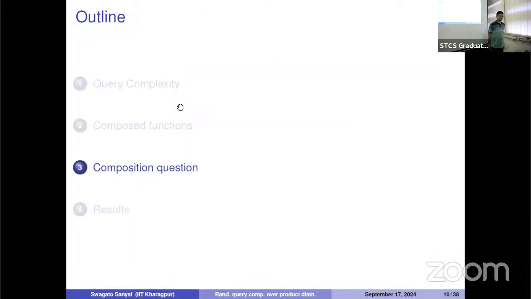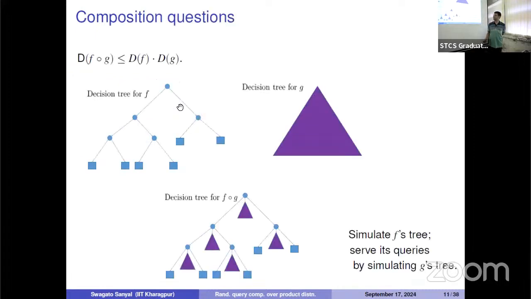All right. So composition question, as I said, is an umbrella term that encompasses pretty much any question that you can ask about compose function. So this is composition question instantiated for decision trees, but let me talk a bit generally about composition questions.